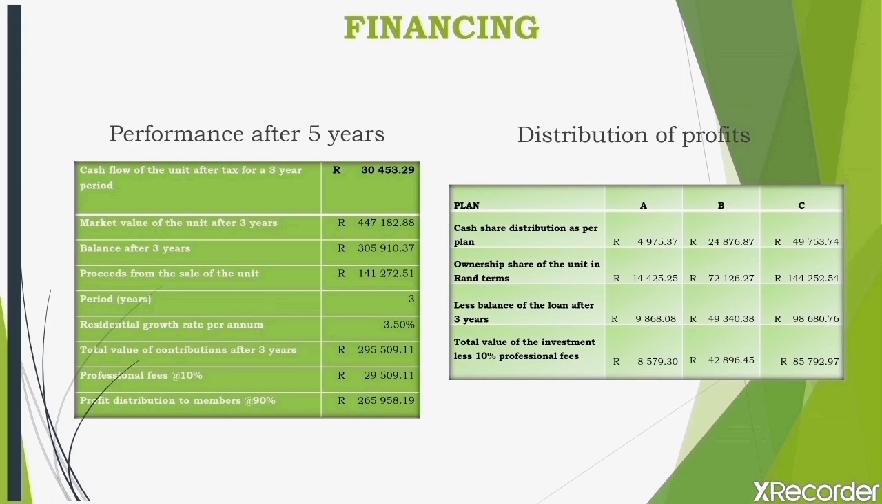For Plan B, cash sharing or equivalent is 24,876, with the unit ownership share being 72,126, and subtracting 49,000 of the 3-year loan balance, getting a total value of 42,800 in the scheme. And Plan C, a cash distribution or equivalent of 49,753, and acquiring unit ownership share of 144,000, and further subtracting the 98,680 of the remainder of the 3-year loan, thus giving us a total value of 85,700 in the scheme.